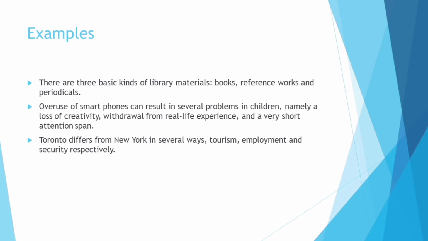So let's look at some examples of thesis statements. The first one is there are three basic kinds of library materials: books, reference works, and periodicals. The second one is overuse of smartphones can result in several problems in children, namely a loss of creativity, withdrawal from real-life experience, and a very short attention span. And the last one is Toronto differs from New York in several ways: tourism, employment, and security, respectively.